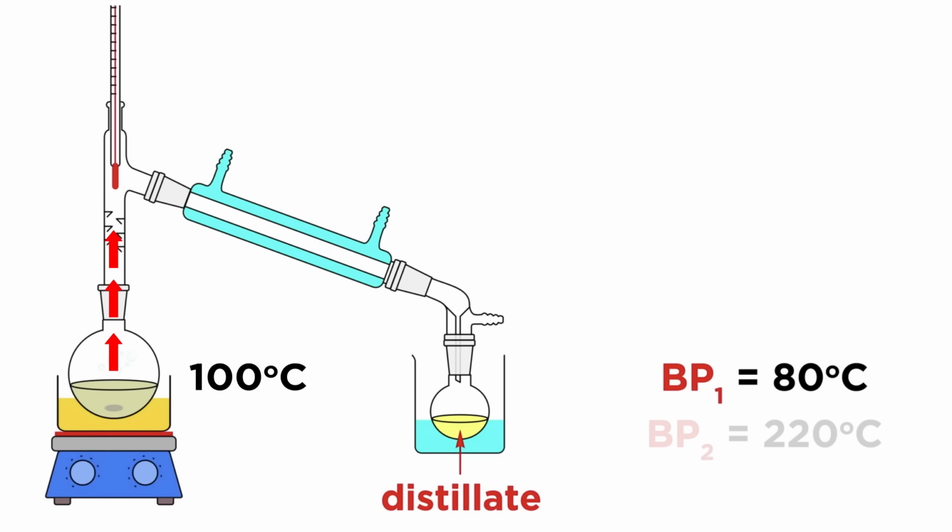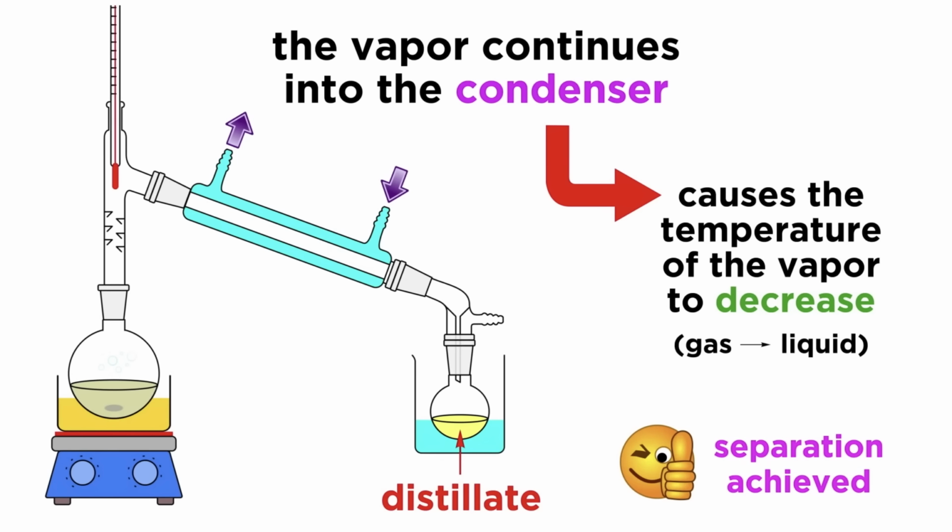The one that turns to vapor will travel upwards and then enter a condenser, which is a very cool environment, so that it can condense, returning to the liquid phase, where it is collected in a receiving flask. This is a simple way to separate the components of a liquid solution.